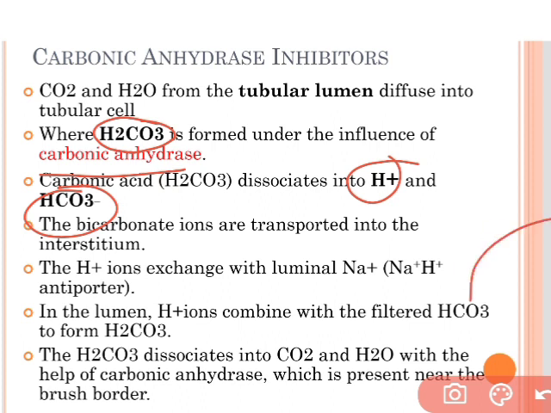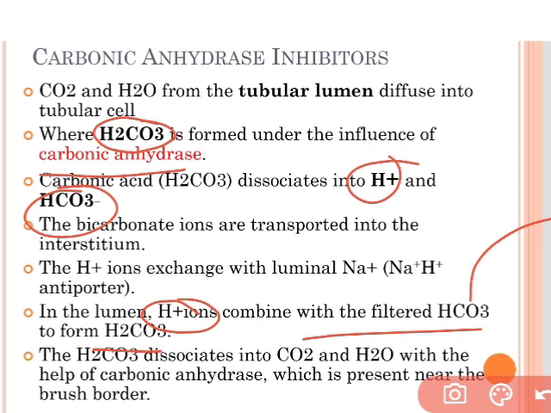Now the bicarbonate ion is transported into the interstitium, and the hydrogen ion exchanges with the luminal sodium with the help of the sodium hydrogen antiporter. Now in the lumen, the hydrogen ion combines with the filtered HCO3 to form H2CO3. This H2CO3 again dissociates into CO2 and H2O with the help of carbonic anhydrase, which is present near the brush border cells.